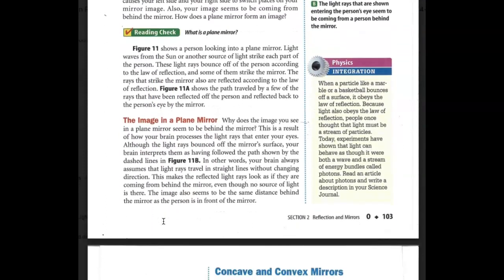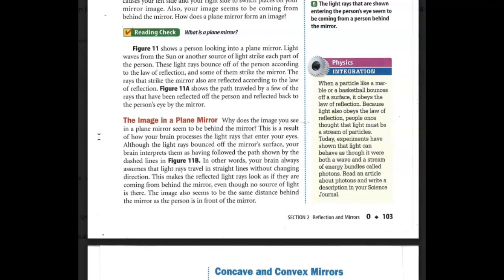Image in a plane mirror. Why does the image you see in a plane mirror seem to be behind the mirror? This is a result of how your brain processes the light rays that travel and enter your eyes. Although the light rays bounced off the mirror's surface, your brain interprets them as having followed the path shown by dashed lines in figure 11b.